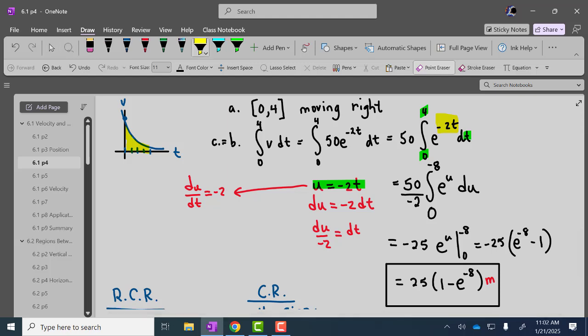Did we multiply by negative 2? We divided by it. That is reverse chain rule. When you're differentiating, you multiply by the inside derivative. When you are integrating, you divide by it.